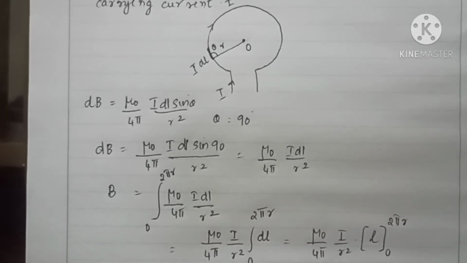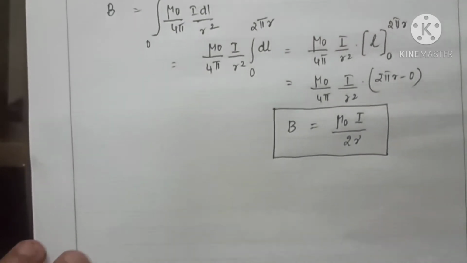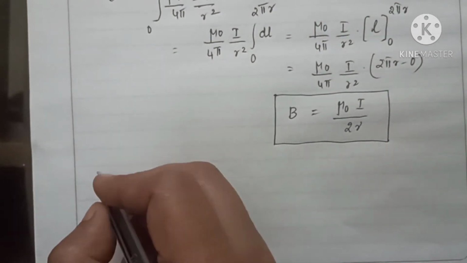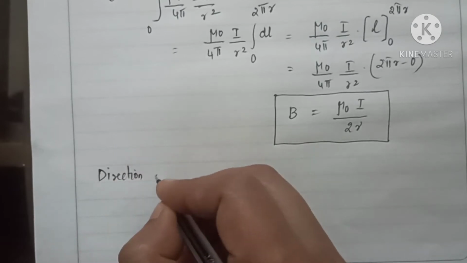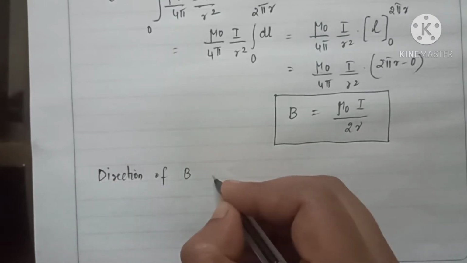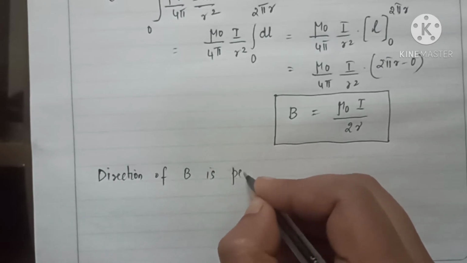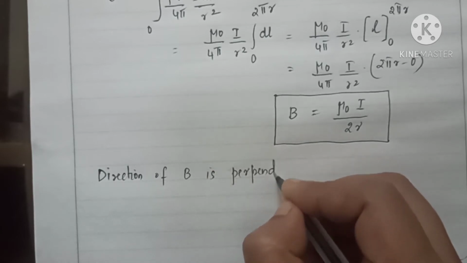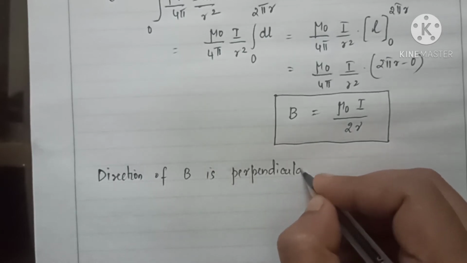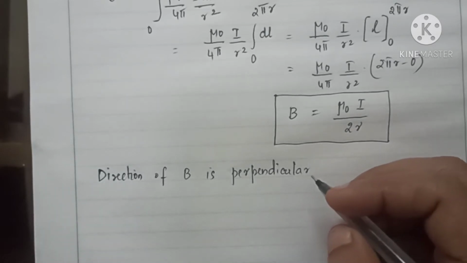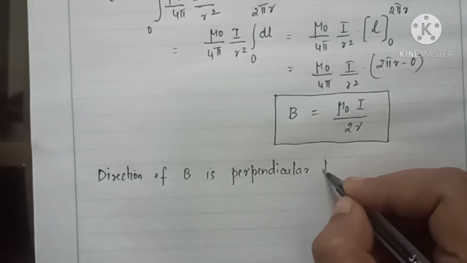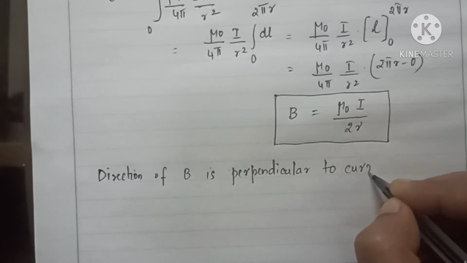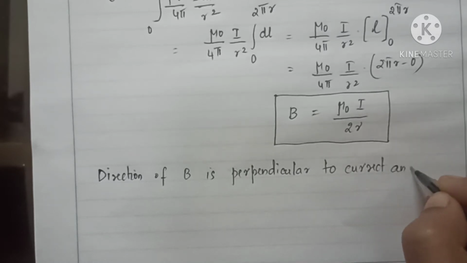Okay, so you can write the direction of the magnetic field is perpendicular. The magnetic field and current element are always perpendicular. So the direction of the magnetic field is perpendicular to the current and acting inward.